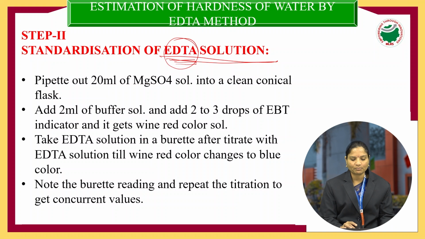In step 1 we already prepared the 100 ml MgSO4 solution. From that 100 ml of MgSO4 solution, take out only 20 ml and transfer it into the conical flask. Add buffer solution to maintain the pH value and EBT indicator. What is the full form of EBT indicator? Eriochrome Black T. Whenever we add this EBT indicator, the solution color will be wine red. Then, as we already filled the burette with our EDTA standard solution, titrate against this EDTA solution.